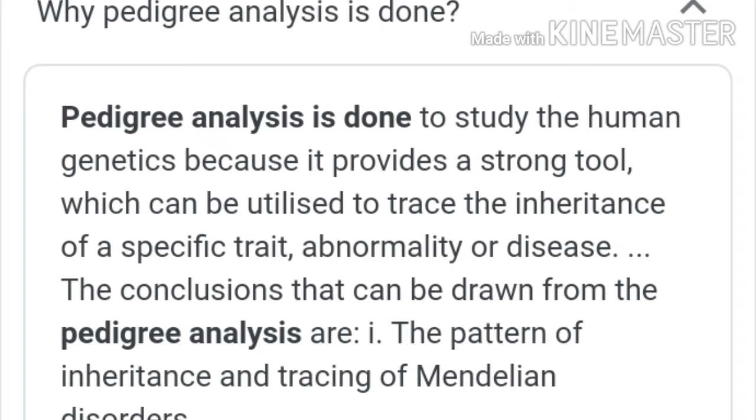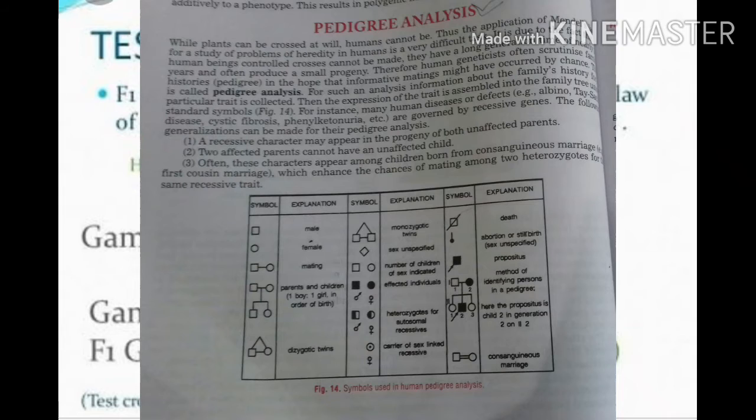Therefore, human genetics often relies on family history pedigree in the hope that informative mating might have occurred by chance. This is called pedigree analysis. For such an analysis, information about the family history for a particular trait is collected. Then the expression of the trait is assembled into the family tree using standard symbols.